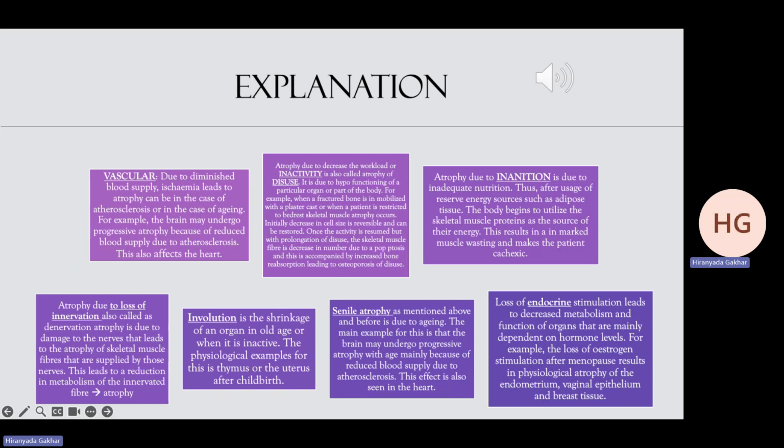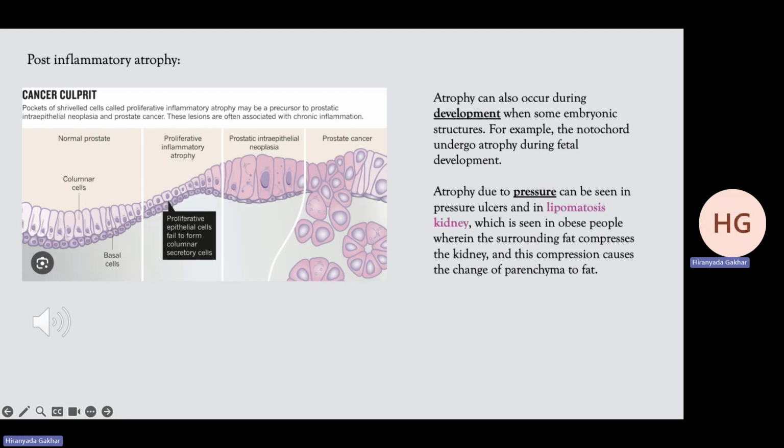This slide basically covers a detailed explanation of what I just said in the previous slide. So I won't spend a lot of time on it. You guys can read through it. And yeah, that's all. So there were a few points that I did not mention in my previous slides that I'll be mentioning here. First is the post-inflammatory atrophy.